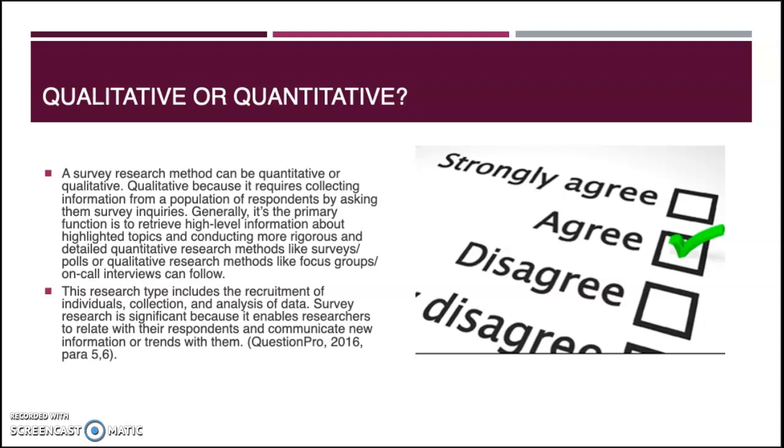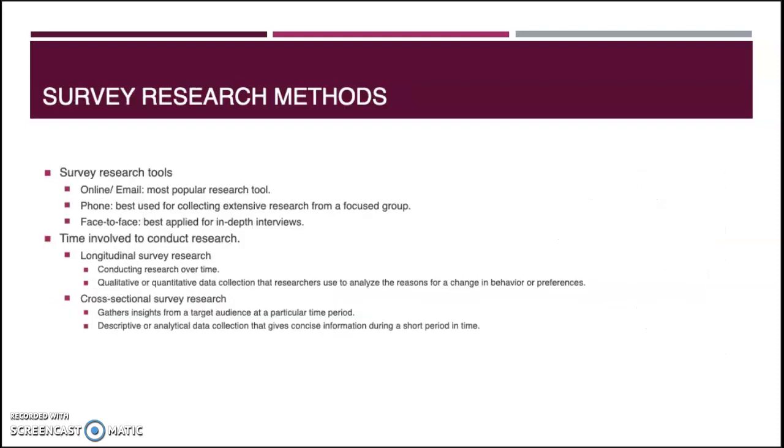Survey research is powerful because it helps researchers relate to their participants and enables the researcher to communicate with their participants effectively. Survey research methods involve two factors, or two components: the tool used and the time involved to conduct research.